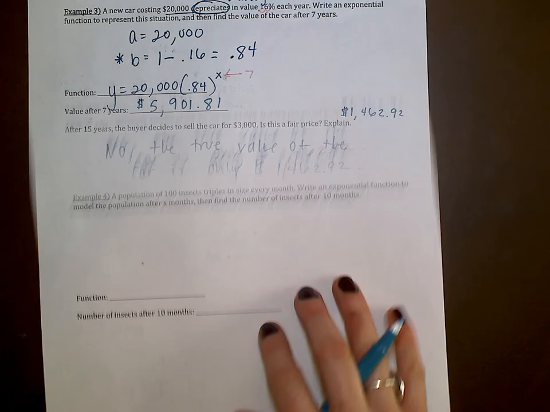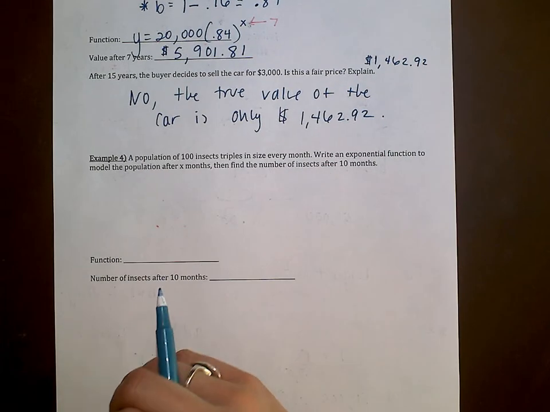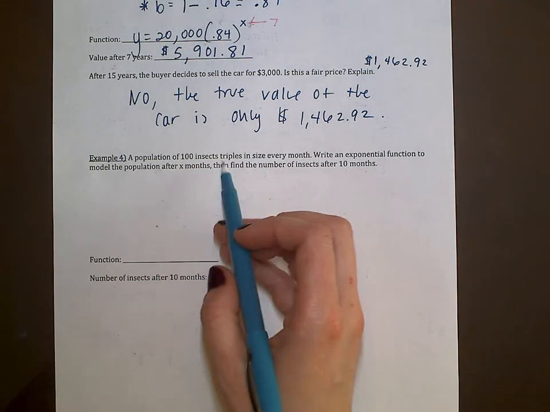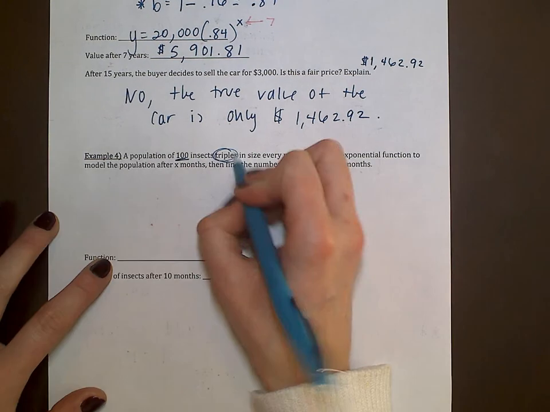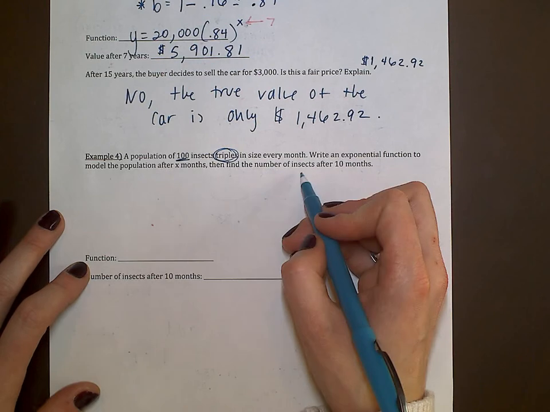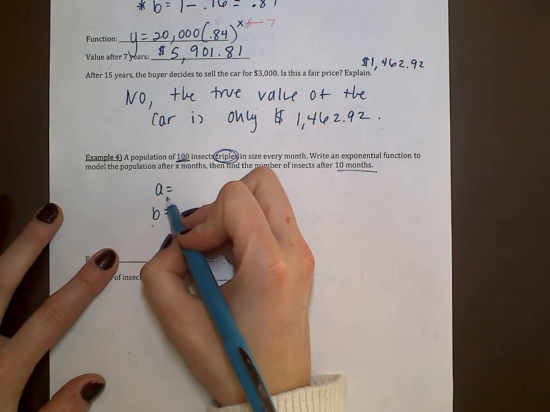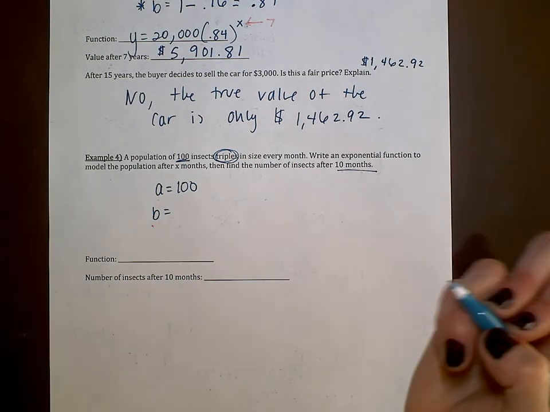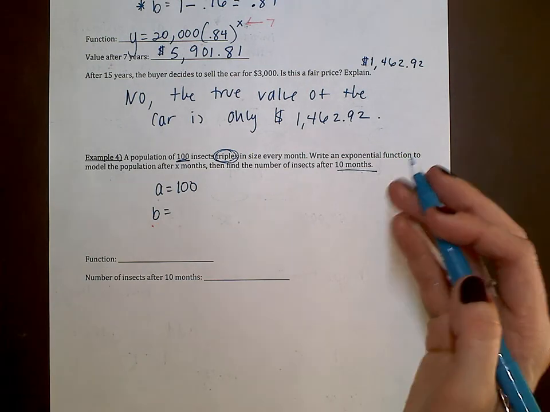Okay, last example. So here's where biology comes into play. And I don't know if you guys have seen this kind of example in biology. Tell me next time maybe. But a population of 100 insects, so there's 100 of them, triples in size every month. Write an exponential function, then find the number of insects after 10 months. So you got to find A, you got to find B. A is what you start with. There were 100 insects. Now, this example is kind of unique, and it's different than maybe the others. It's a little bit easier, if anything.